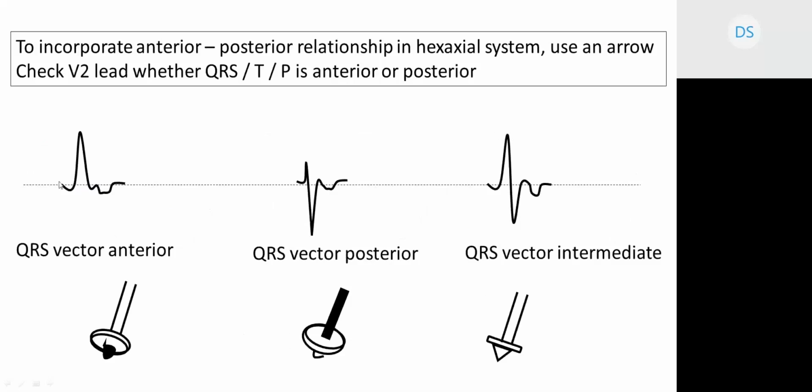So if you take your lead V2 and if it is dominantly positive, then your QRS vector is more anterior. If your QRS vector is more negative in lead V2, then it's going to be more posterior. And if it's equiphasic, then we will term it as intermediate. And this principle, you can use for the P wave and the T waves also in the horizontal system. So you check your leads from V1 to V6, pay most attention to lead V2. You can also add V6. If in lead V2, either QRS, T or P is positive, then it's an anterior axis. Negative, then it's a posterior axis. If it's equiphasic, then it's indeterminate.